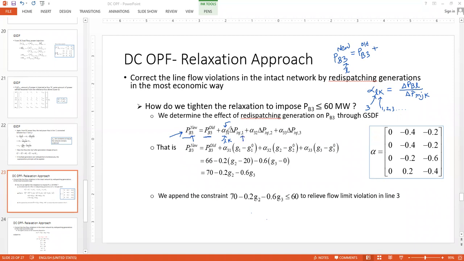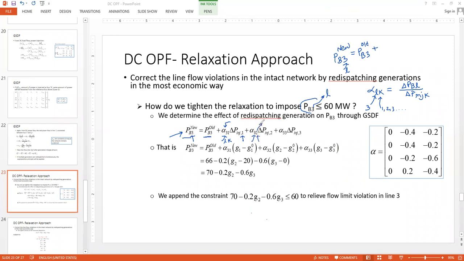So 3, 1, 3 for L, K for 1. Then alpha 3, 2, 3. The line remains the same because only line number 3 is under our consideration. This is the line where the limit violation has happened. Line number 3 is our L. L will remain the same, K will change. Alpha LK, so alpha 3, 2.